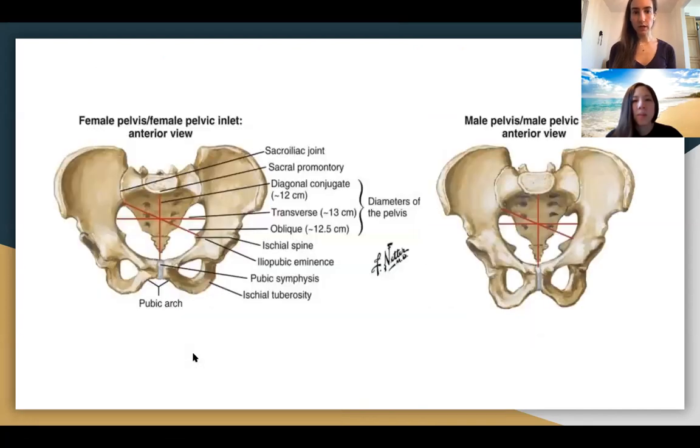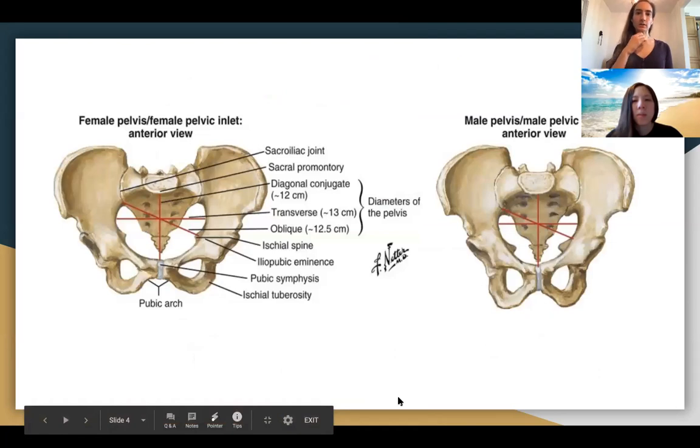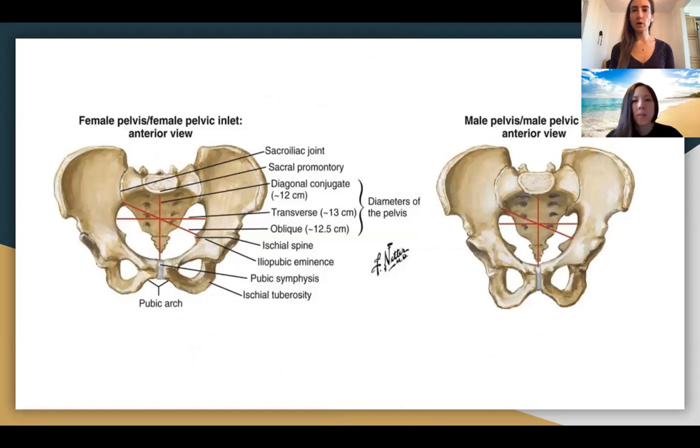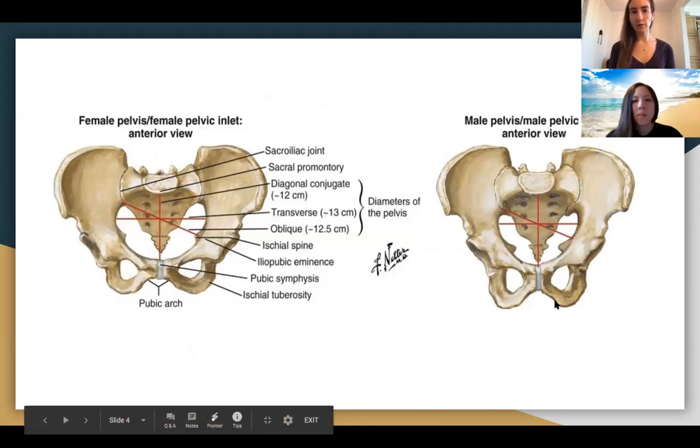So next, we pointed out last time too the differences in the sizes of the pelvis. The female pelvis is wider to accommodate for childbirth, and then the male pelvis is much more narrow.